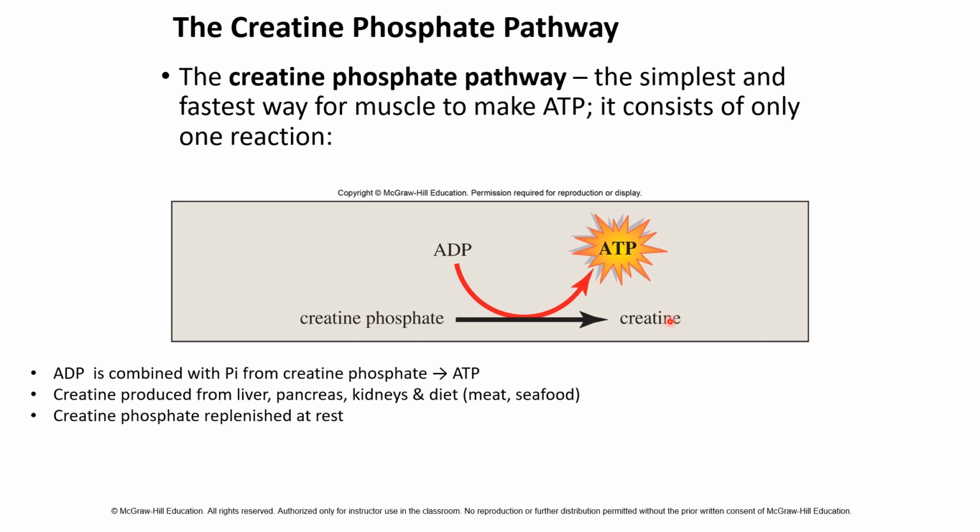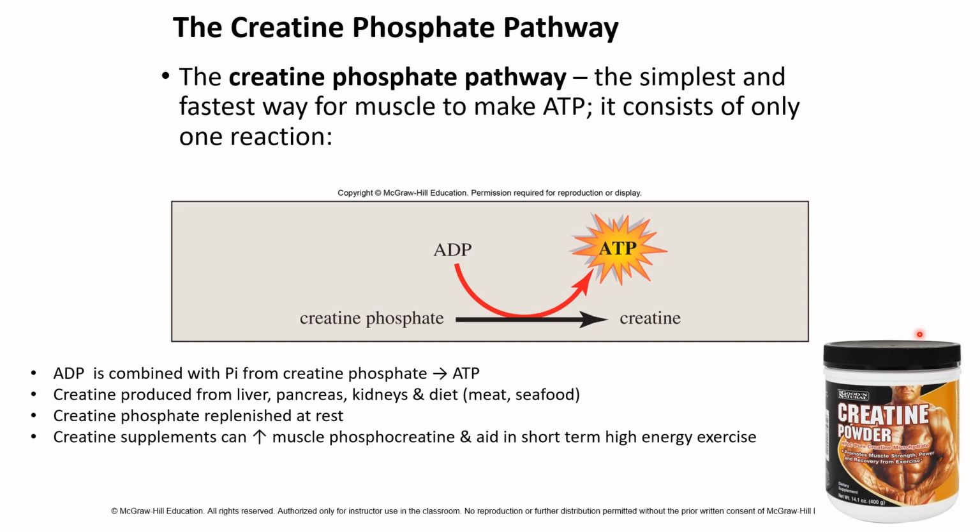When we rest, that creatine phosphate then is going to get replenished. So this creatine will then get a phosphate added to it, and we'll get our creatine phosphate again. We can use supplements. You may have seen these in some of the stores. Most vitamin supplement stores like GNC or different gyms are going to be selling all this creatine powder, and that can be beneficial. I mean, you can increase your muscle phosphocreatine, and that can help you with short-term energy exercises. So a lot of people use that to help build muscle.